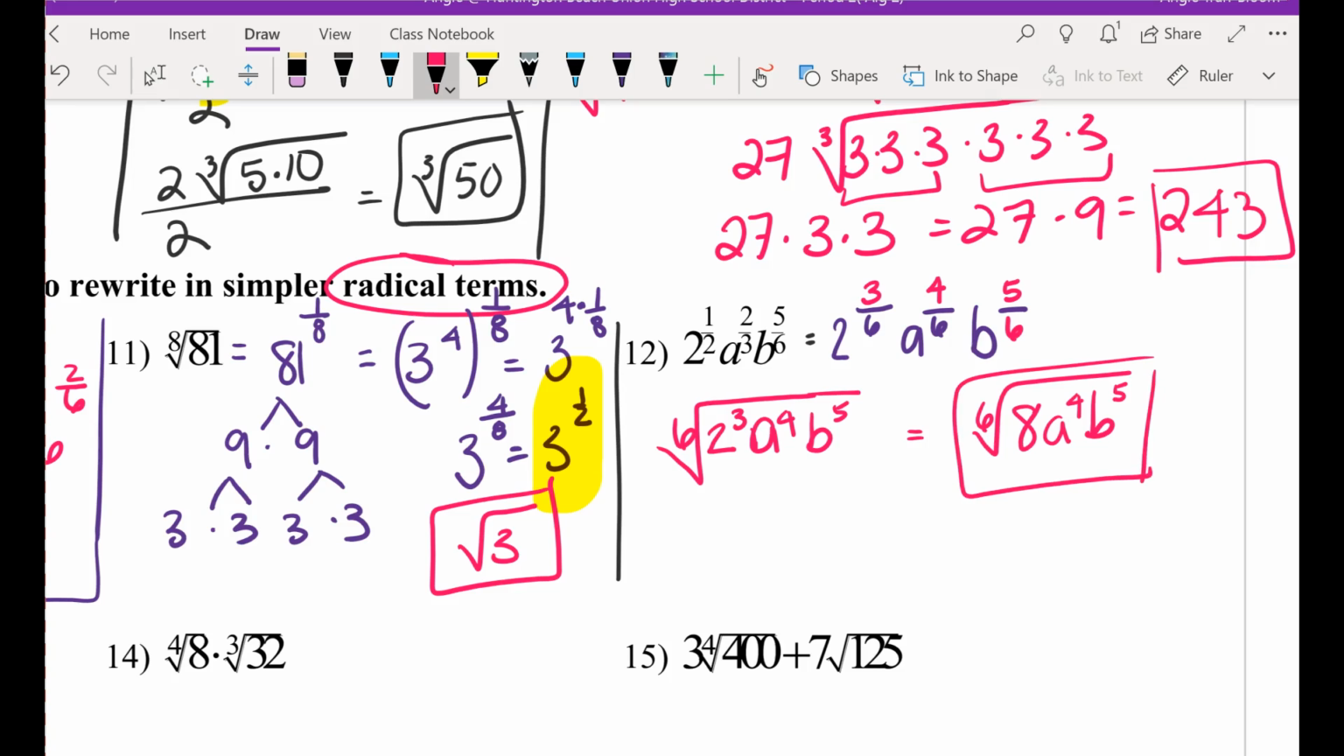How come I can't simplify any further than that? Because there's nothing that's over 6. Yeah, look, I need 6, but none of this is 6, right?